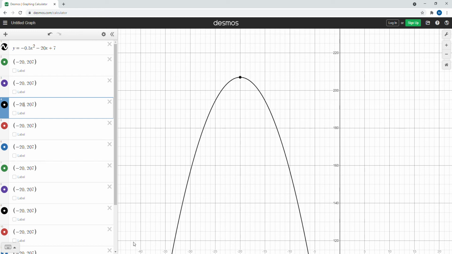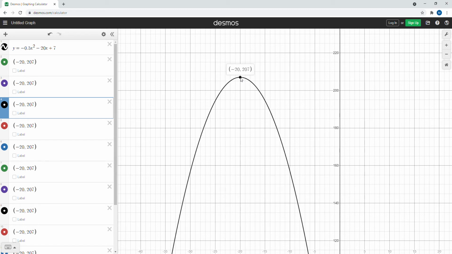In this video, we are going to plot another parabola. In this case, this is a downward opening non-basic parabola. We can see that our equation for our parabola is y equals negative 0.5x squared minus 20x plus 7. So the first thing we need to do is figure out what the vertex is. You can see that I've already done that.